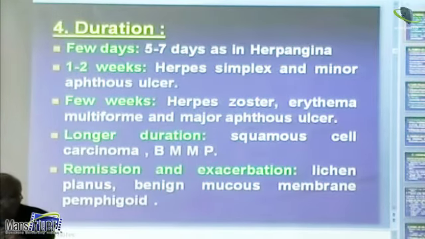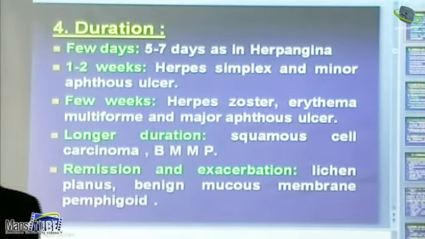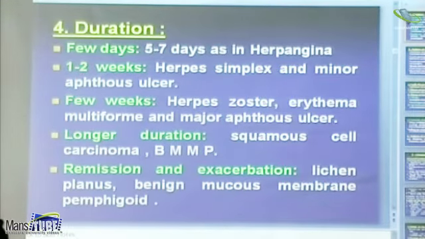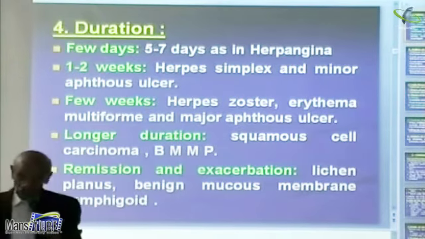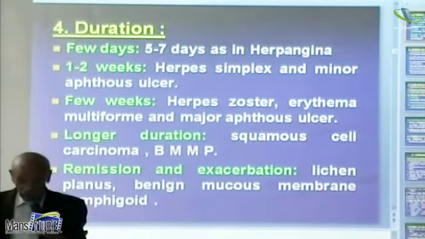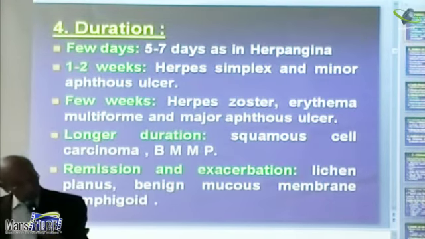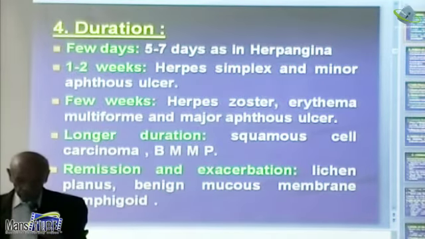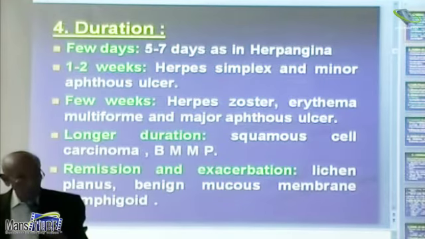For how long is the duration of the ulcer? A few days, 5 to 7 days: herpangina. One or two weeks: herpes simplex. Minor aphthous, usually 14 days. That is the time between the basal layer and the stratum corneum differentiation, which takes 14 days. A few weeks: herpes zoster takes 4 to 6 weeks sometimes, erythema multiforme like this. Major aphthous sometimes takes 4 to 6 weeks, a few weeks. Longer duration: squamous cell carcinoma, benign mucous membrane pemphigoid. Remission and exacerbation.